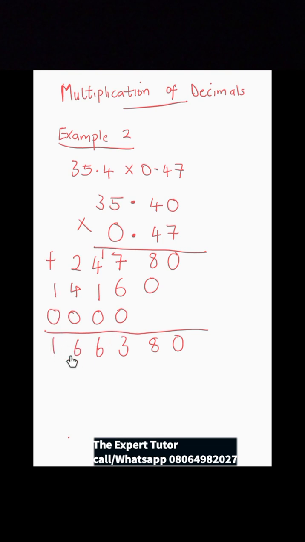So now, how do I get my decimal point? I'll count the digits here as usual. This is 1, 2, 3, 4 digits. I'll come here and say 1, 2, 3, 4. So this is where I'm going to put my decimal. This is how you multiply. So if I multiply 35.4 times 0.47, it gives me 16.638 as my answer. This is very simple.